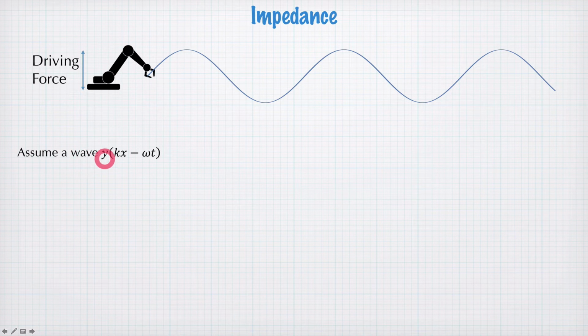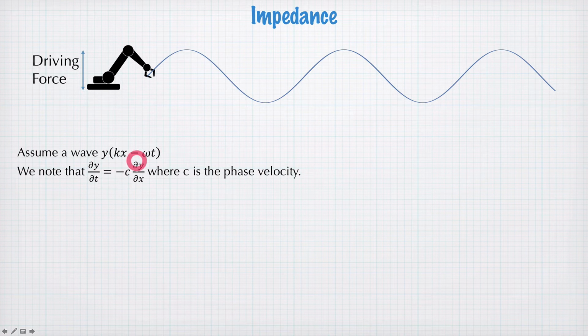We'll assume a wave of the form y(kx - ωt), and we note that this form of the wave means that dy/dt is equal to -c dy/dx. So you do those derivatives, you get a factor of ω on k, and that's where this phase velocity comes from.